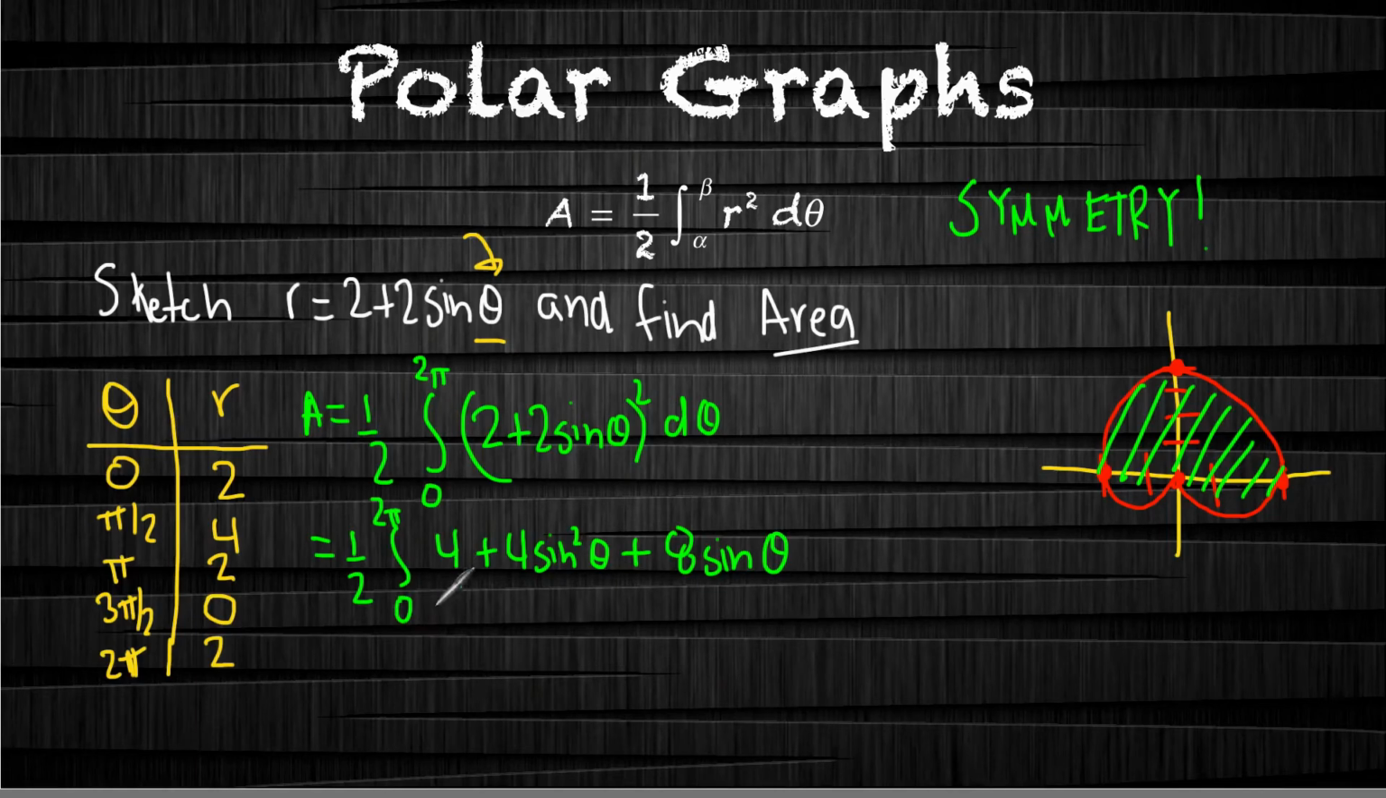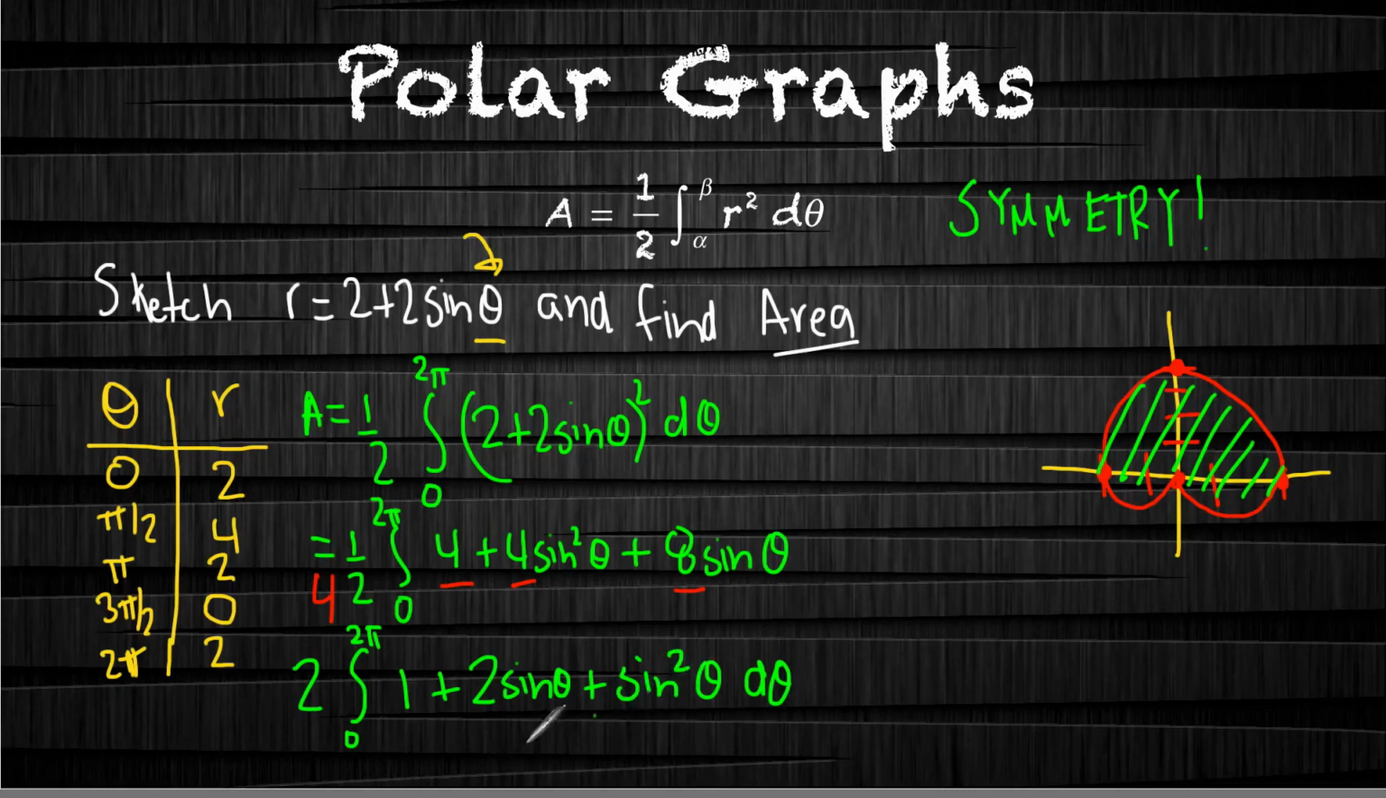We can factor out a 4 from each one of these terms here. This is a 4, this is a 4, this is a 4. We can factor out a 4 and put it in front, and that's going to multiply with the 1/2 and make it 2. So it's going to be 2 times the integral from 0 to 2 pi of 1 plus, I'm just going to move this sine theta in front here, 2 sine of theta plus sine squared of theta, d theta.